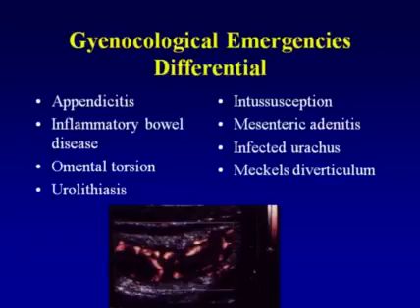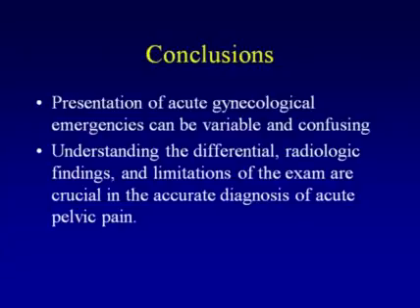So when we're looking at the child with pelvic pain, it's important to include the differentials of intussusception, appendicitis, inflammatory bowel disease, infected urachus, omental torsion, Meckel's diverticulum, and even renal stones. So the presentation of acute gynecological emergencies can be quite variable and confusing. Understanding the differential, radiographic findings, and limitations of the exam are important in the accurate diagnosis of acute pelvic pain.